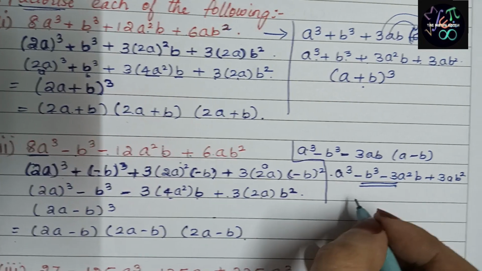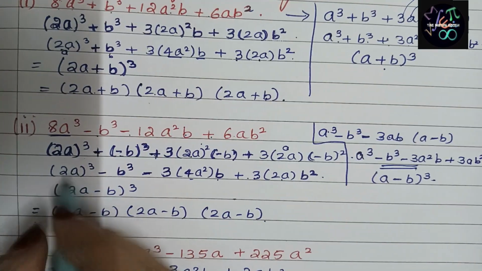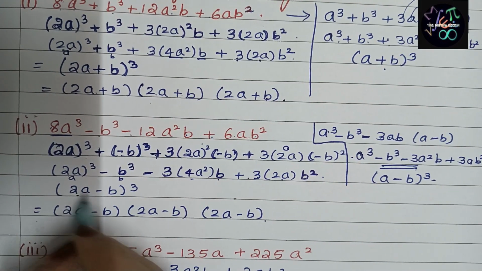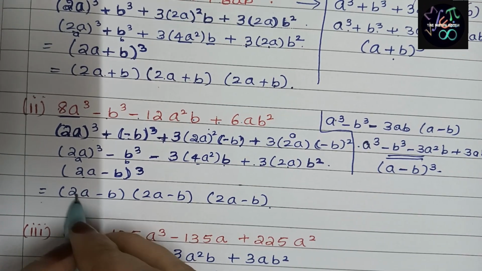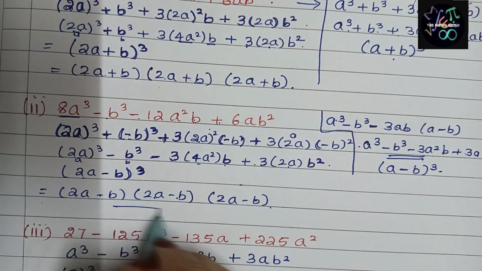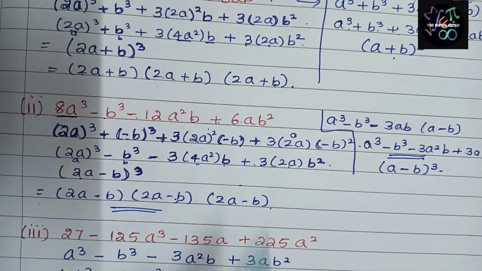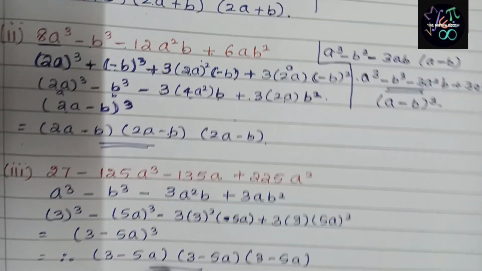So the formula can be written here also the same, a minus b whole cube. So same way here, a value, b value, 2a minus b whole cube. So this is split in the form as 2a minus b, 2a minus b, 2a minus b. Why? Because cube is there. So I have split it into 3 because they have told to factorize. Same thing here. Here I have clearly mentioned the formula also.